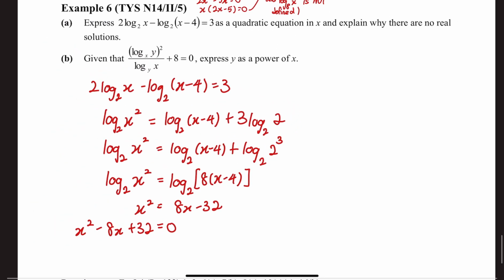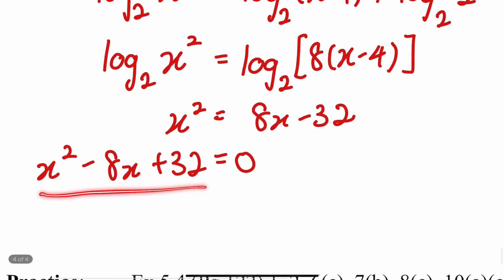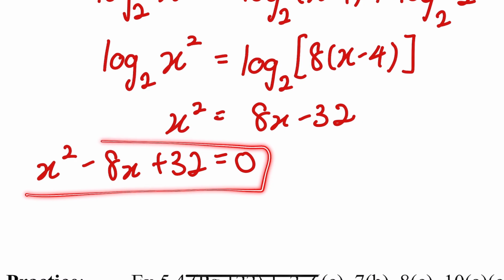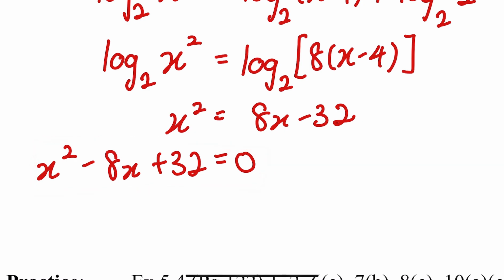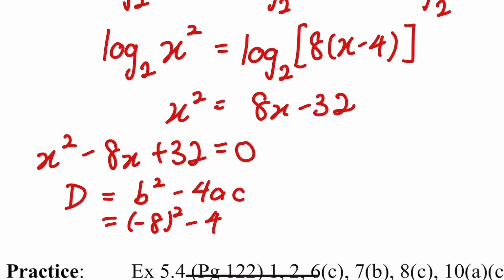How do I show that a quadratic equation has no real solutions? This goes back to the discriminant of this quadratic equation. If you still remember, for this quadratic equation to have no real solutions, the discriminant must be less than 0. So let's check that. The discriminant is simply b squared minus 4ac. I sub in the a, b, c from here. I will get negative 8 squared minus 4 times 1 times 32.